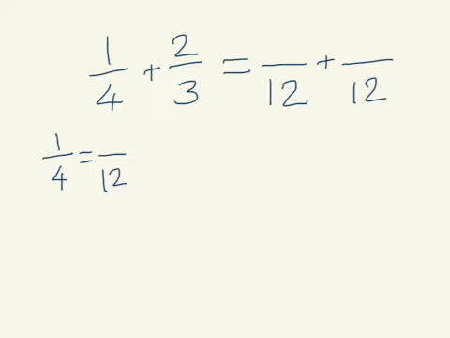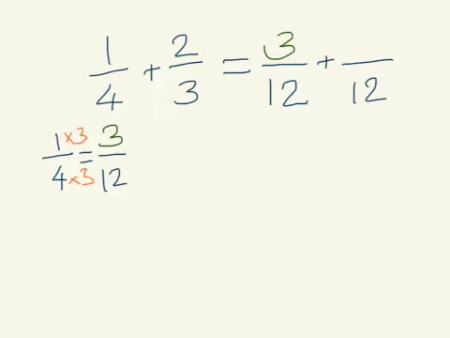I say to myself, what do I do to 4 to get 12? Well, 4 times 3 gives me 12. So I'm going to do times 3 on top and bottom. And that's going to give me 3. So I'm going to put that up here.